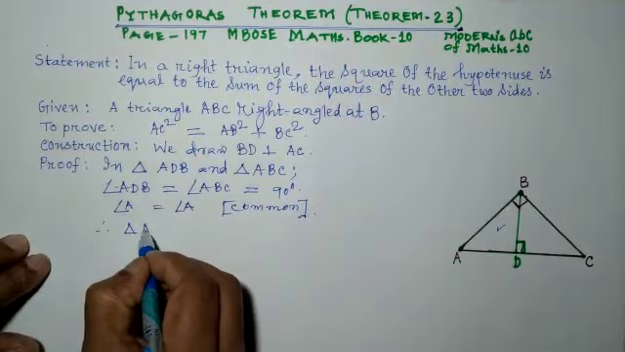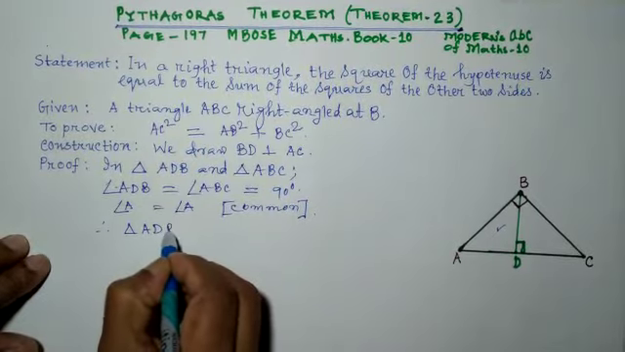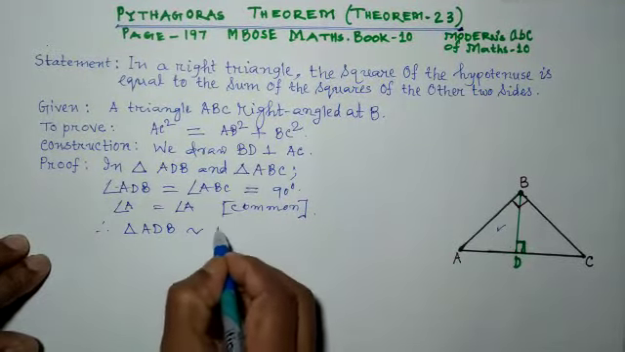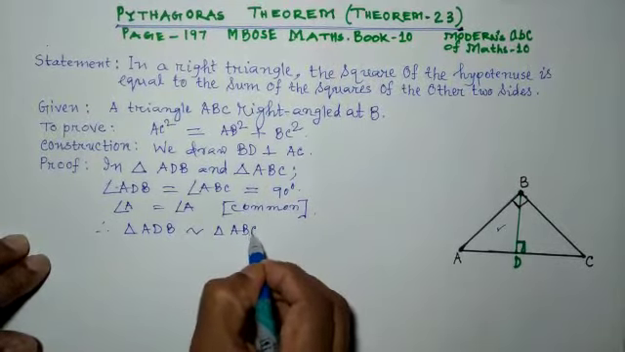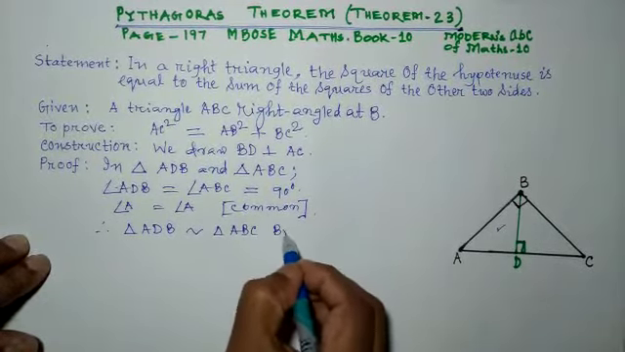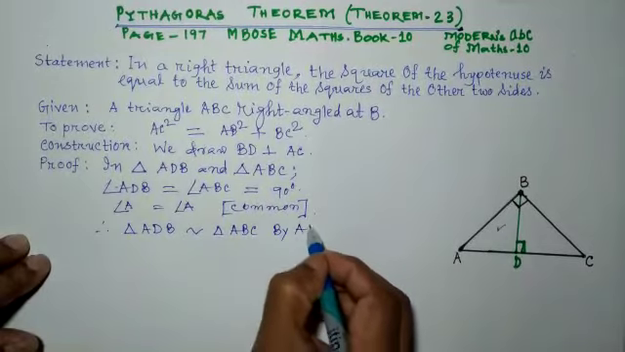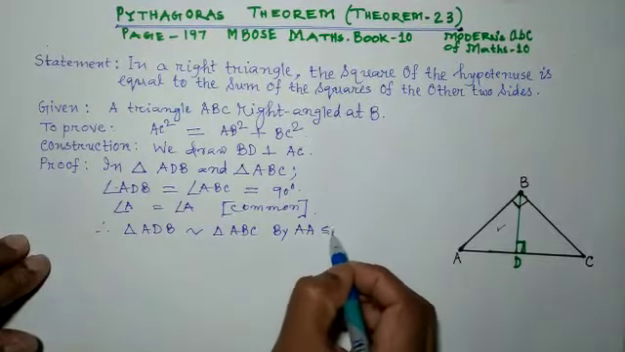Triangle ADB is similar to the triangle ABC. Why are they similar? We have to write by a similarity, angle similarity.